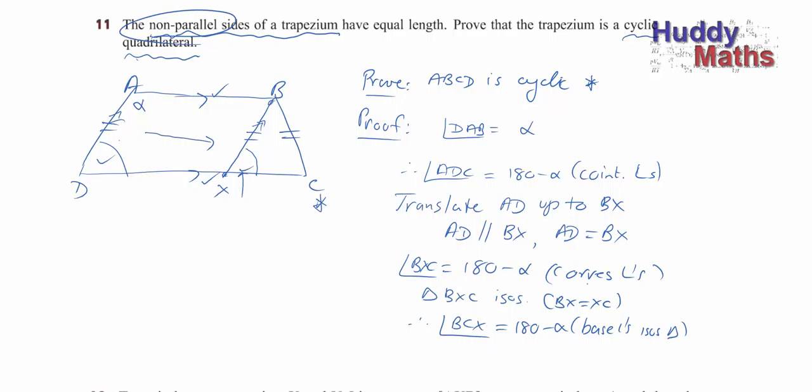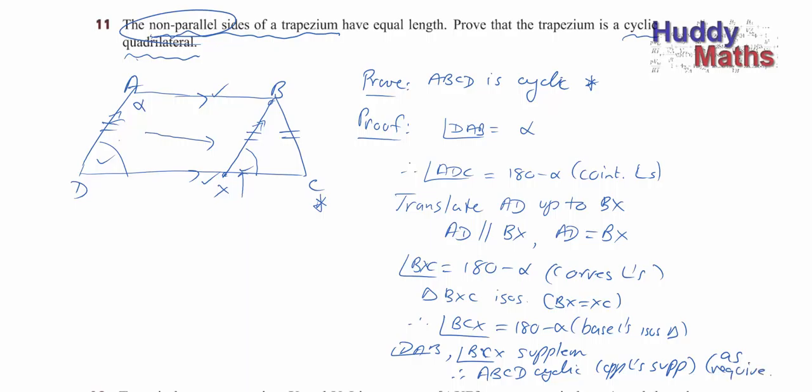Okay, what can we say therefore? That angle DAB and angle BCX are supplementary. Okay, therefore ABCD is cyclic. Opposite angles supplementary, running out of room here, and that's as required. We're going to put those things in there as required.